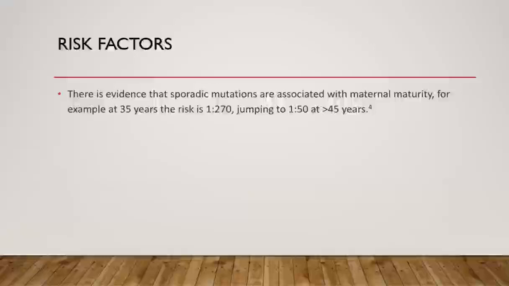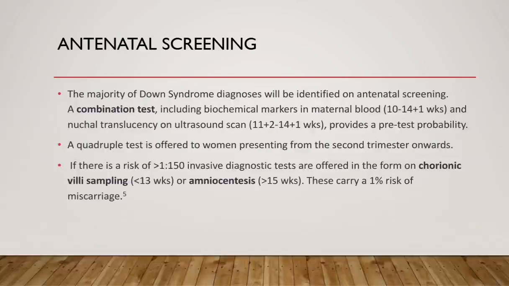There is evidence that sporadic mutations are associated with maternal age. For example, at 35 years the risk is 1:270, jumping to 1:50 at greater than 45 years. The majority of Down syndrome diagnoses will be identified in antenatal screening, a combination test including biochemical markers in the maternal blood at 10 to 14 plus 1 weeks, and the nuchal translucency on the ultrasound scan at 11 plus 2 to 14 plus 1 weeks, which provides a pre-test probability. A quadruple test is offered to women presenting from the second trimester onward.